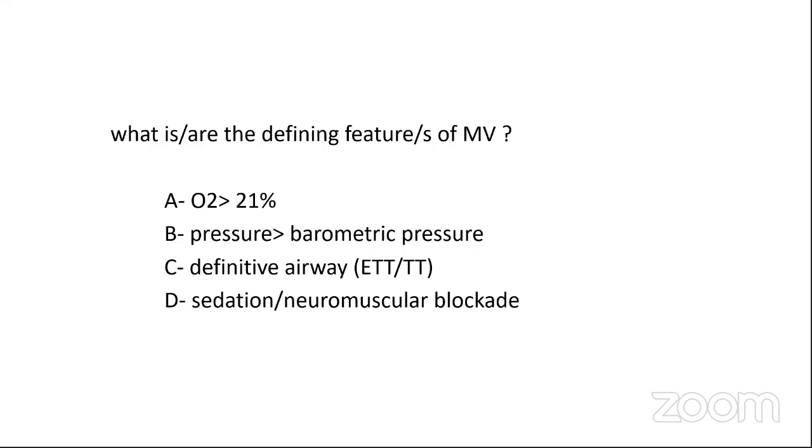Okay, if we go one by one, do we always have to apply oxygen above atmospheric oxygen, or 21%, during mechanical ventilation? No, not necessarily. Sometimes the patient's requirement does not necessitate oxygen. He doesn't have a problem with oxygenation; his problem is with CO2, for example. So sometimes we do ventilate patients on room air or 21% oxygen.